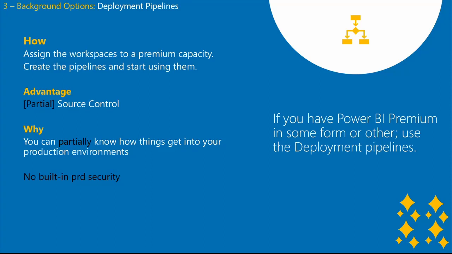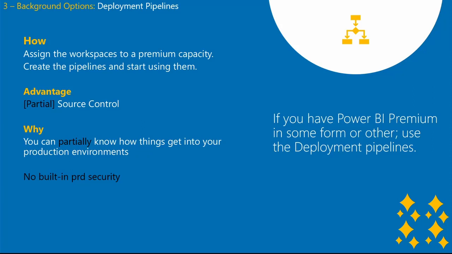And how you can do this is by assigning workspaces to a premium capacity, either a dedicated capacity or the premium per user capacity. And once you've done that for a workspace, then you can assign the workspace to a pipeline. And once that workspace then becomes your dev workspace, from there you can decide, hey, I want to promote this code to my test environment. And then the pipeline takes care of publishing the code to your test environment, creates a test environment if it isn't there, and the same for production.